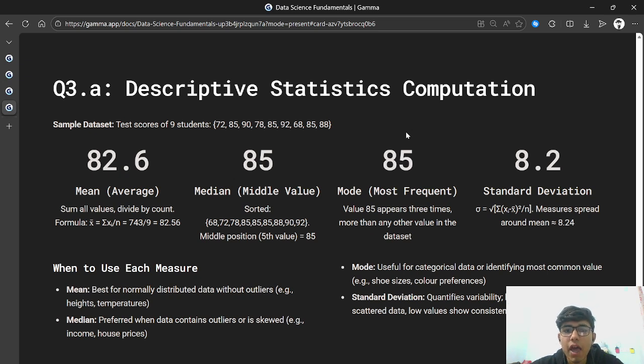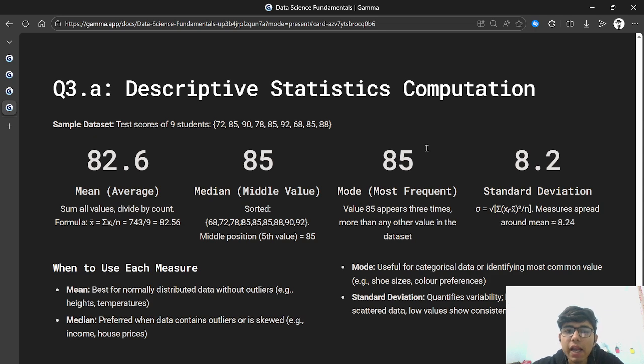First, the mean or average is calculated by summing up all the values and dividing them by the number of observations. So the total sum of all scores is 743, and dividing it by the observations, that is 9, gives us approximately 85.6. So the next measure is median.